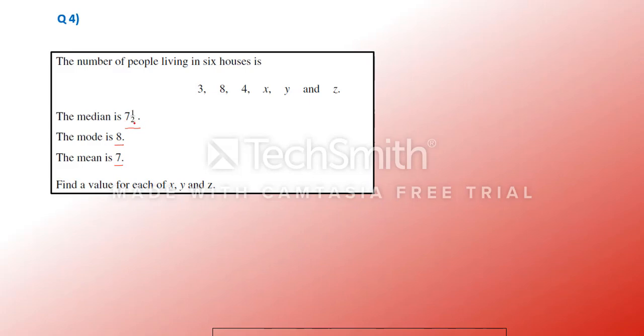Now, the first step that you ought to remember whenever you are either trying to calculate the median or trying to back calculate something because you already have the median is that the data needs to be arranged in order. So let us do that as the first step.